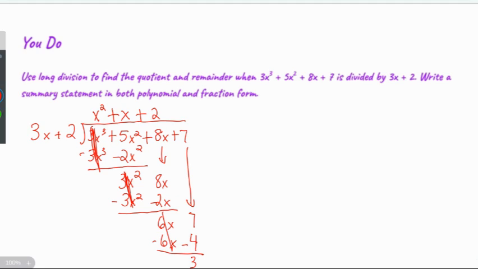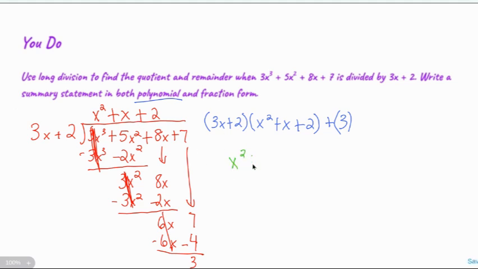So our polynomial form would be 3x plus 2 times x squared plus x plus 2. Again, this is polynomial form, plus our remainder of just 3. I guess we can put that in parentheses. For fraction form, it was just x squared plus x plus 2 plus our remainder 3 divided by 3x plus 2. That was our fraction form.